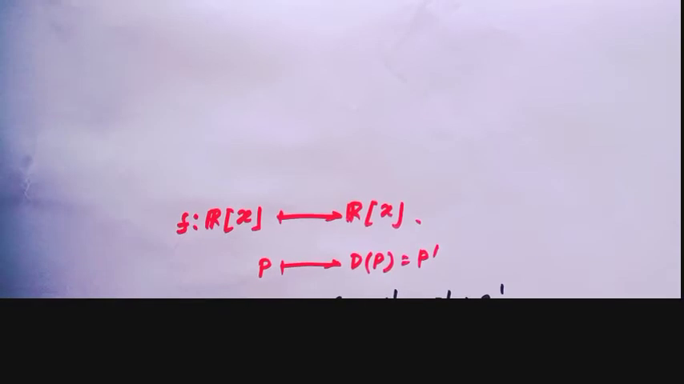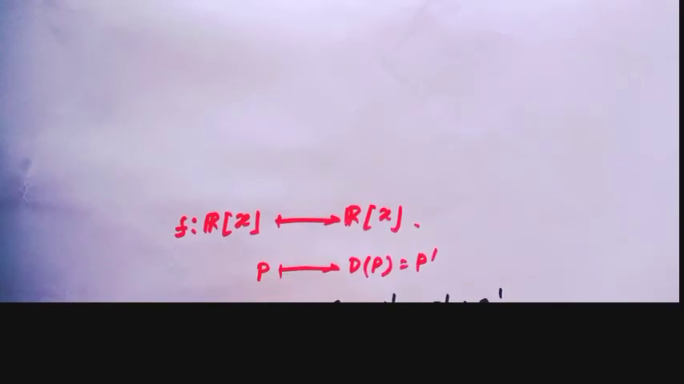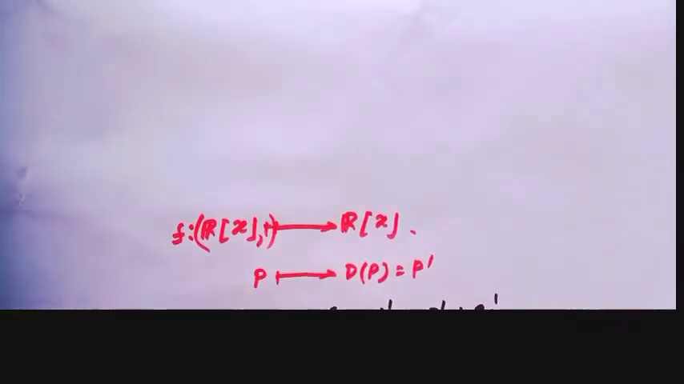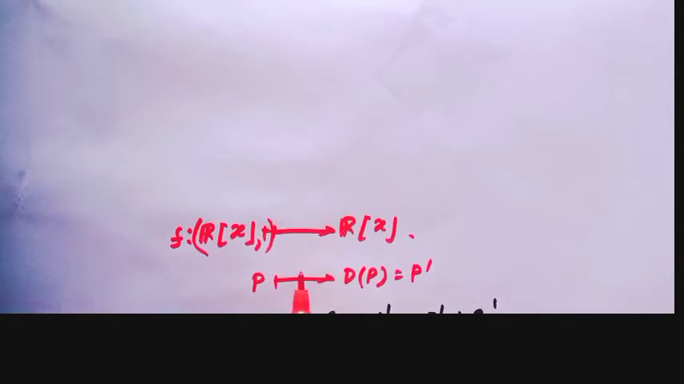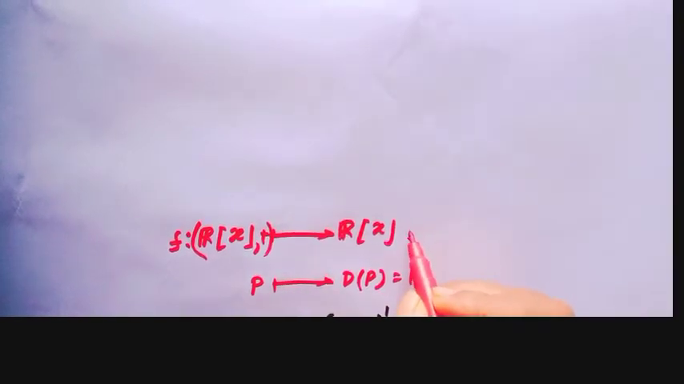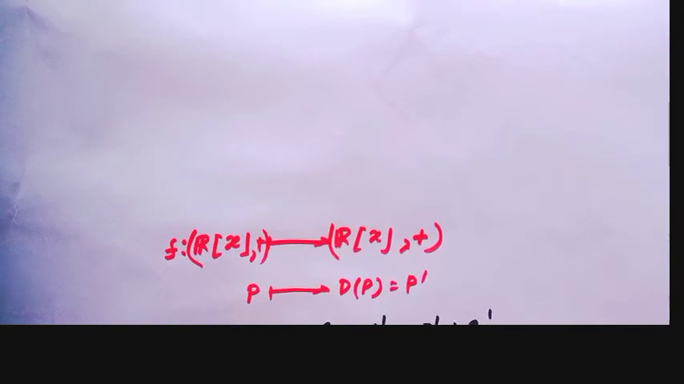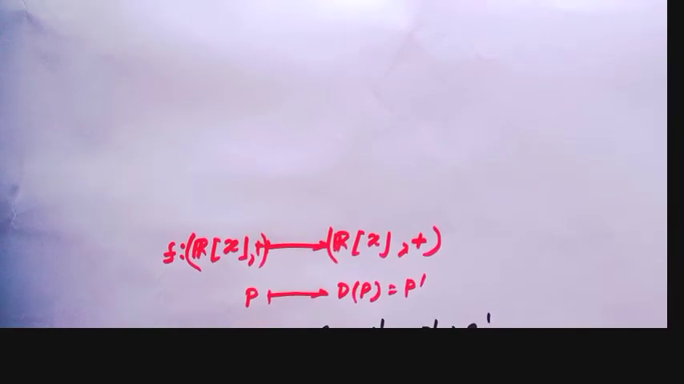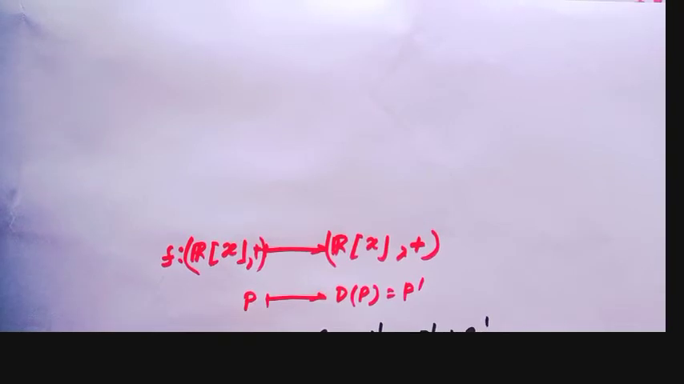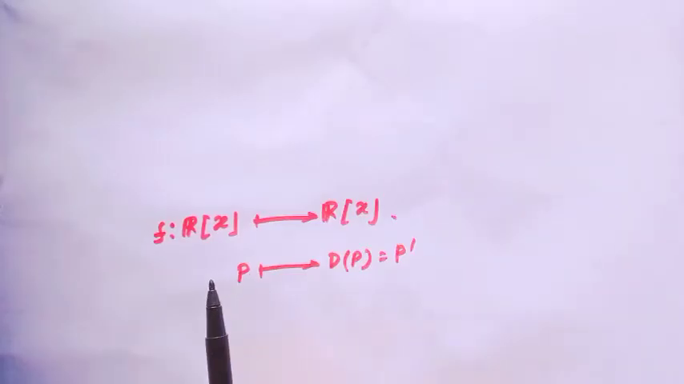Consider one example. Let R[x] be the set of all polynomials with real coefficients, with the operation addition. Here the mapping is from all polynomials with real coefficients to all polynomials with real coefficients under addition, and the mapping is defined as P maps to the derivative of the polynomial.